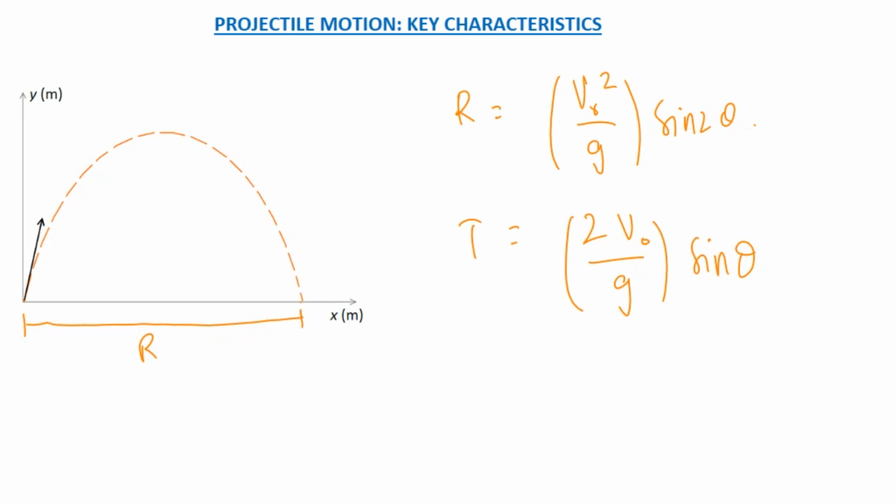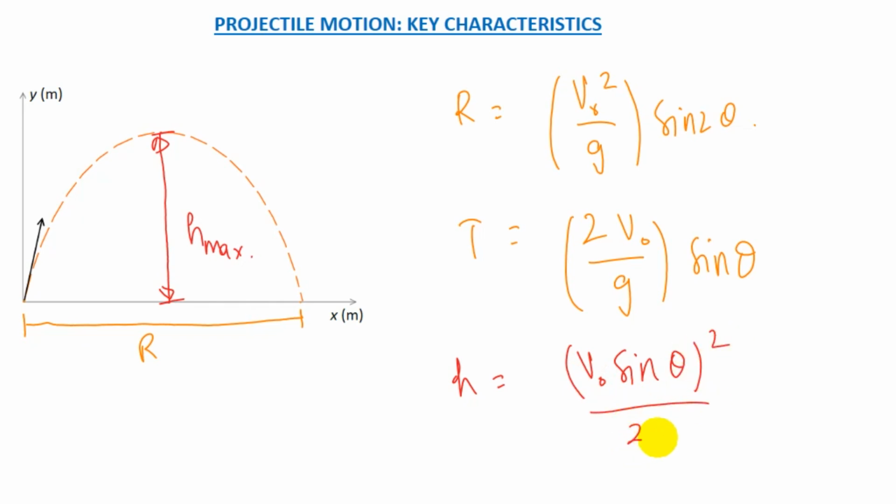And then we also discussed the maximum height achieved by the projectile. This is the maximum height, h max. We took one example on this, and we derived the expression for h to be equal to v naught sine theta, whole squared, over 2g.